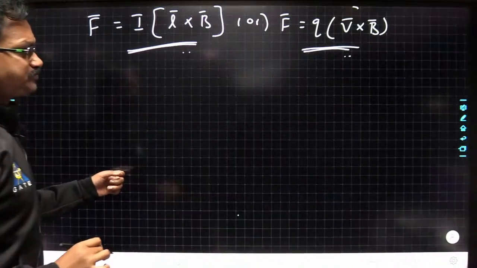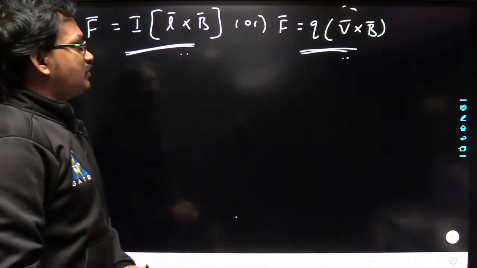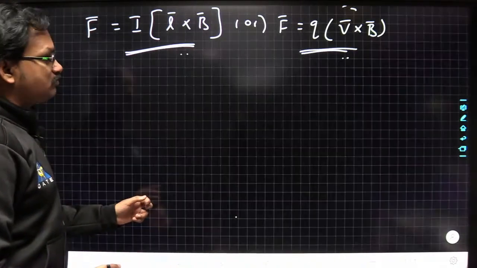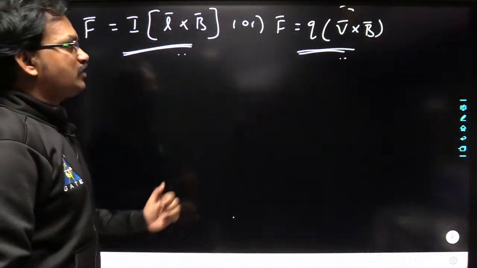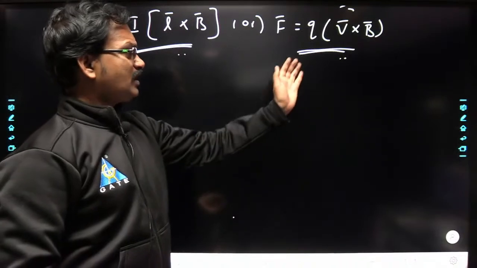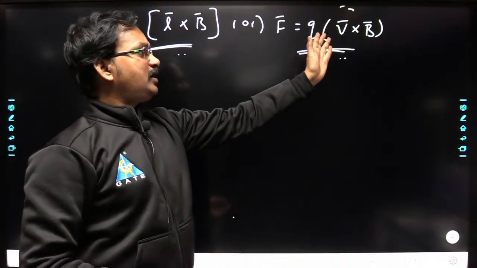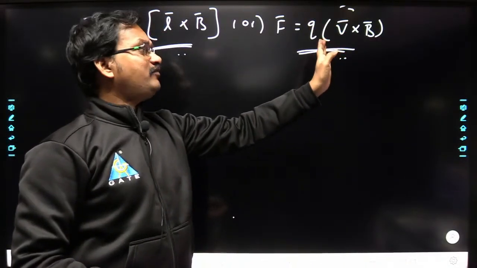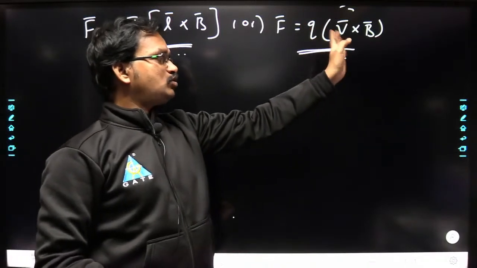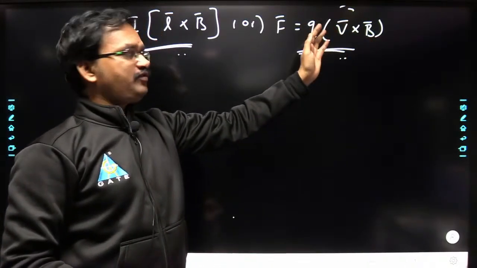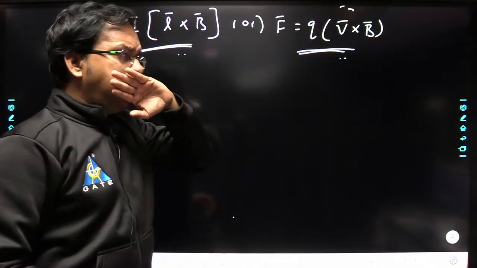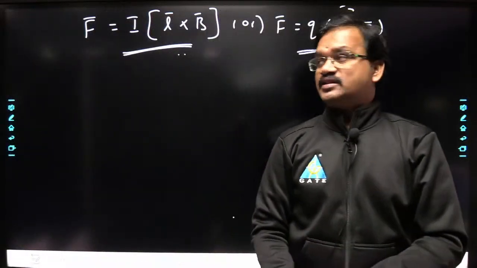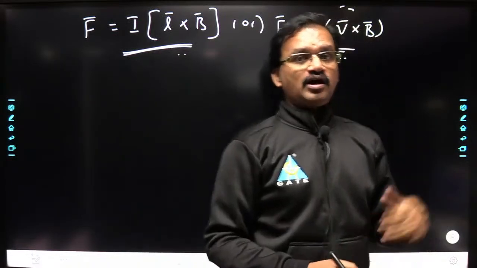Now here, suppose a charge is moving in the B field with uniform velocity v. So whenever the charge is moving in the B field with uniform velocity v, if I ask you what is the work done by the B field on this moving charge?